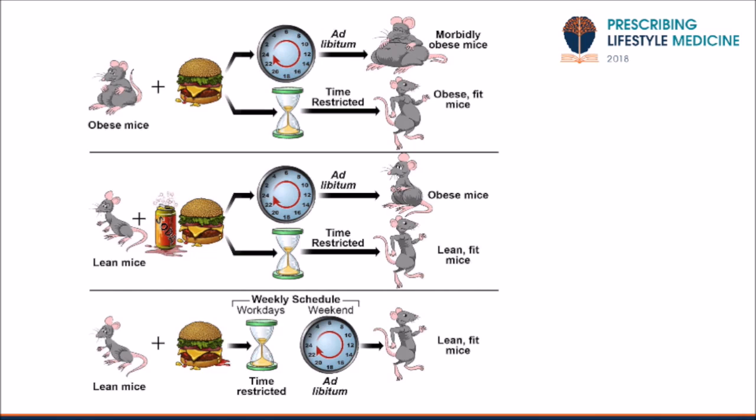And then, very finally, and this is where I think we've got application to the patients that we're seeing, you've got lean mice given an obesogenic diet on their work days in the week, time restricted, and at the weekend they can do what they want. It still has benefit. They're still lean, fit mice.